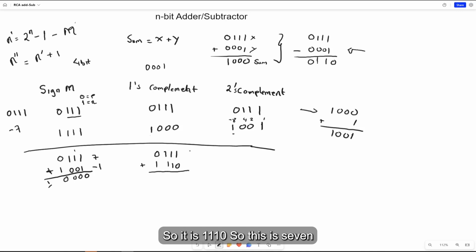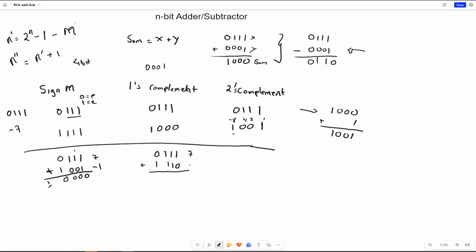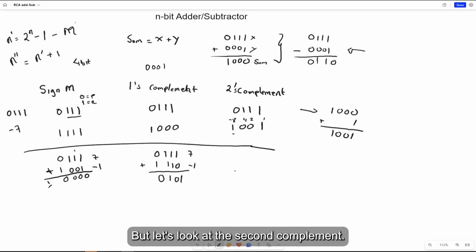So this is 7 minus 1. Here we have 1, 0, 1, and then we have 1, so it's 0. So now here it shows us we have 0, here it says 3, but let's look at the second complementary.